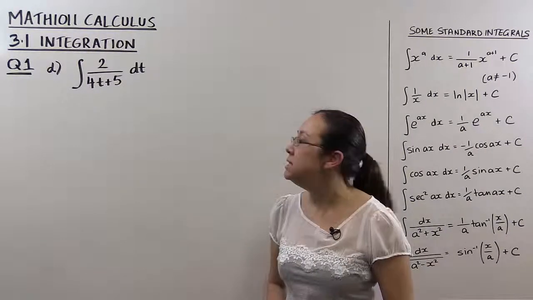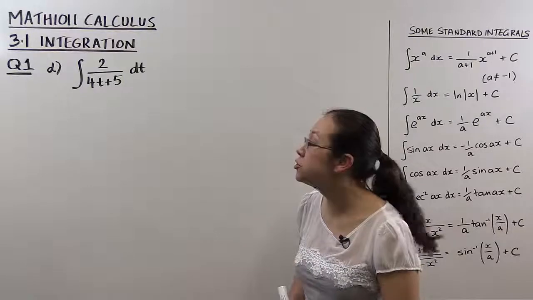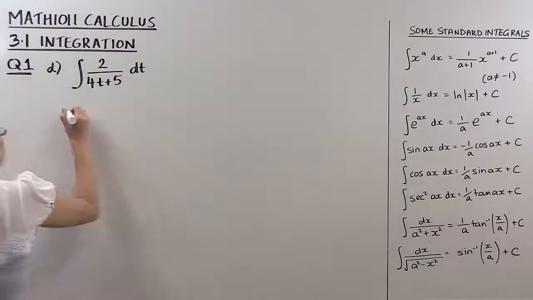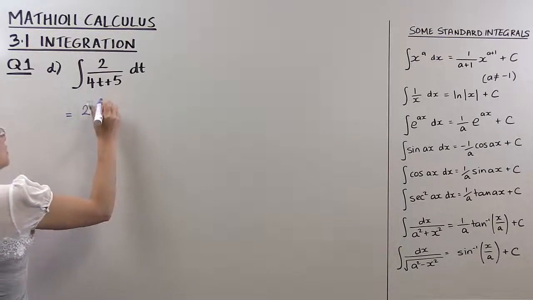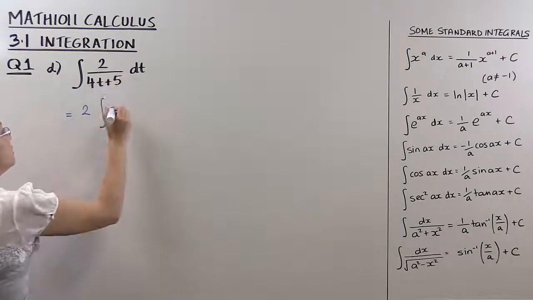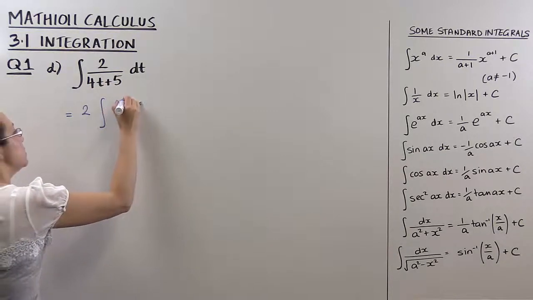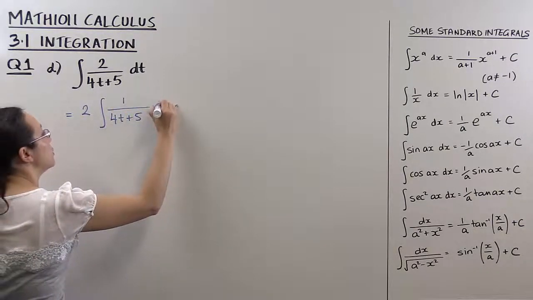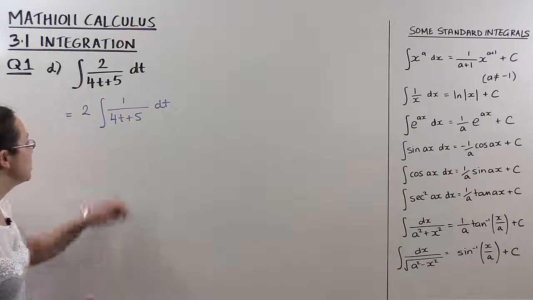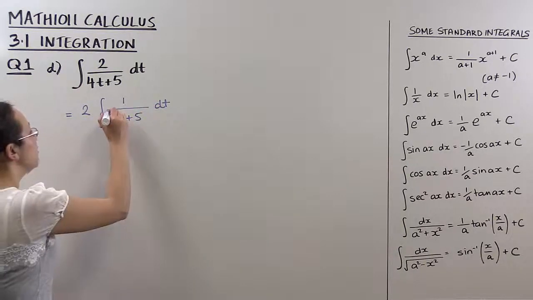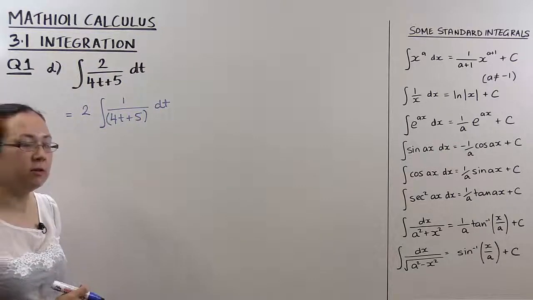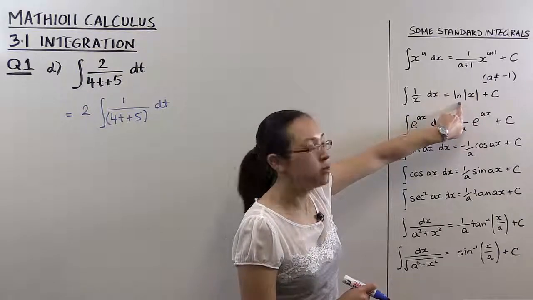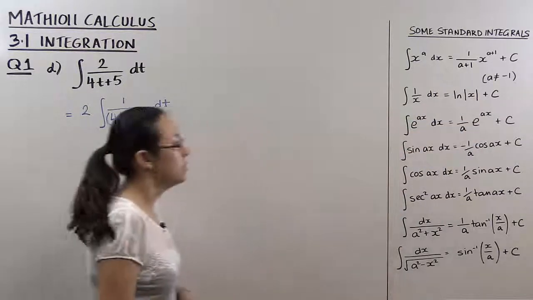Question 1d is asking us to find the indefinite integral of 2 over 4t plus 5 here. The first thing I'm going to do is actually just write that 2 out the front. The antiderivative of 2 over 4t plus 5 is just the same as 2 lots of the antiderivative or indefinite integral of 1 over 4t plus 5. And I can just see my functions a little bit more clearly. I have 1 over this function 4t plus 5 here. I know 1 over integrates or anti-differentiates to a natural logarithm of the absolute value of that denominator.